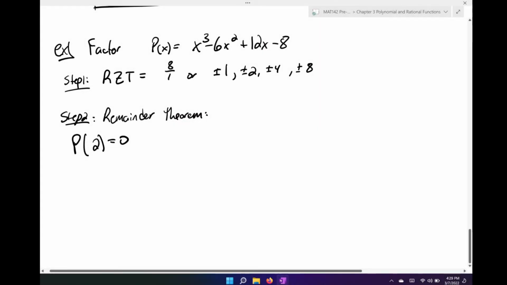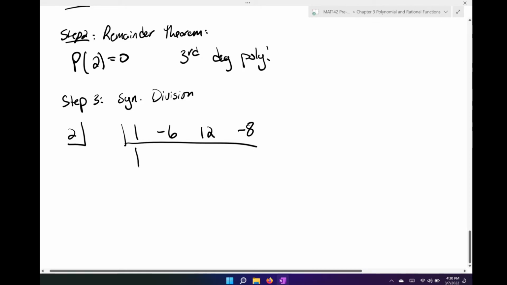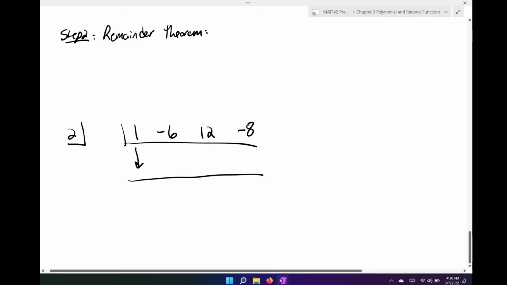So using the remainder theorem, we found P of 2 equals 0, but we know we have a third degree polynomial here. So this 2 has to be a multiplicity. Now we're going to have to kick in synthetic division. So put a 2. Let's set this up. Make sure descending order, no missing terms. 1, -6, 12, -8. Drop this down.